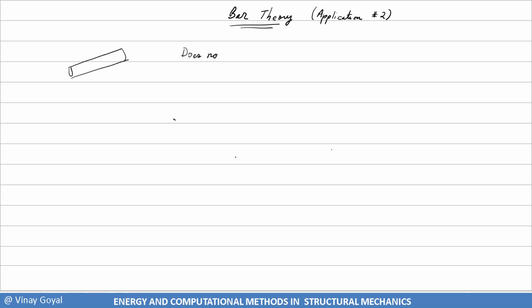So, bar theory. This is my first application other than 3D theory, so this is application two. Bars, like a rod, typically do not bend. That's the first assumption, and bars can only stretch or compress. You can find these systems in trusses or struts.